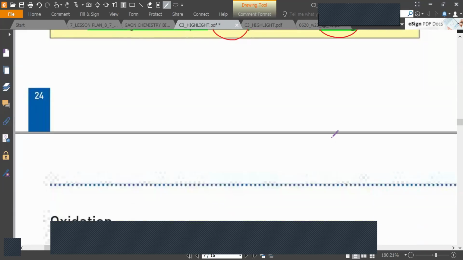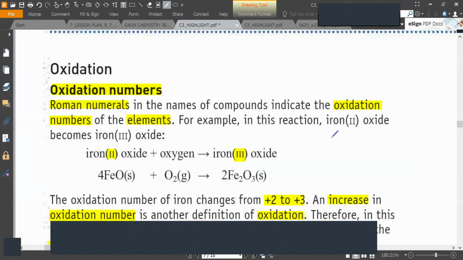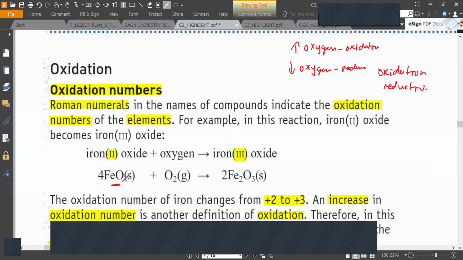Yes, we will look at oxidation numbers. Sometimes we need to determine whether we have an oxidation reaction or a reduction reaction. Last time we learned that if we increase oxygen, it is oxidation, and if we decrease oxygen, it is reduction. Here, this one is an increase in oxygen, so we know this is oxidation. But we have another way.